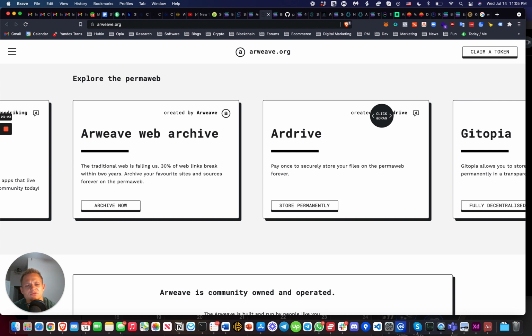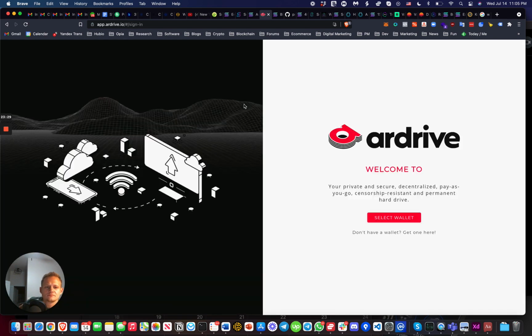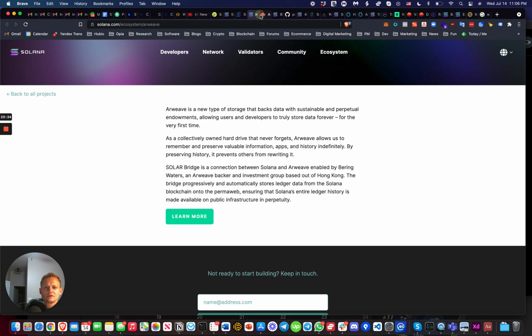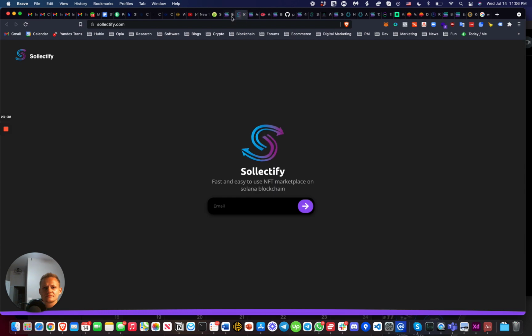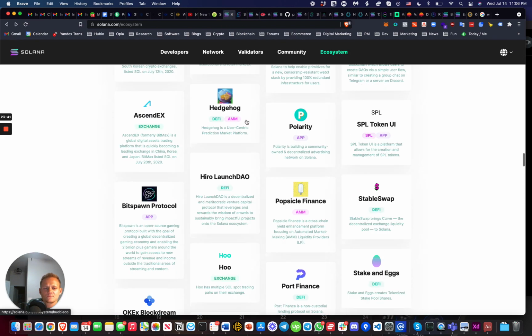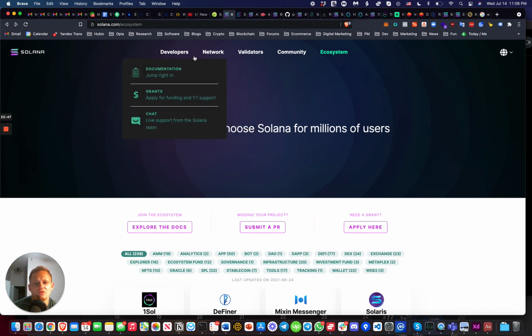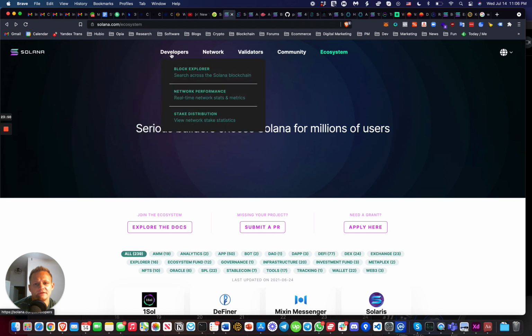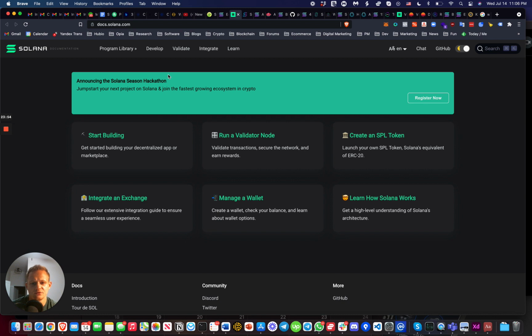Another one wants to securely store your files on the permaweb forever. I mean, this right here is good stuff. I'm going to write those down. But yeah, I think that's it for the review. I think the only thing that I didn't go into is the developer documentation. So let's take a look at that real quick before I hop off.